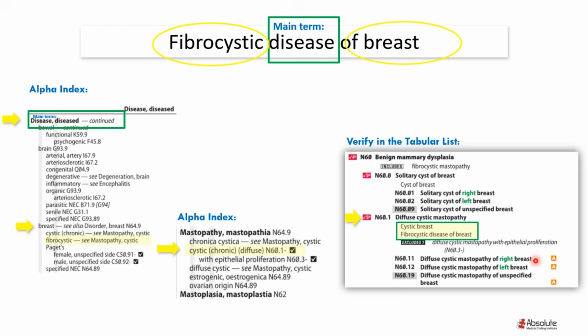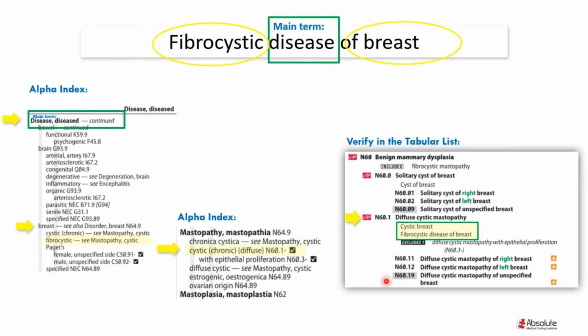Are we going to code for the right breast? Are we coding for the left breast? Or are we coding for unspecified breast? Well, if you look at our documentation, there's no mention of left or right breast. So we will code for the unspecified breast.